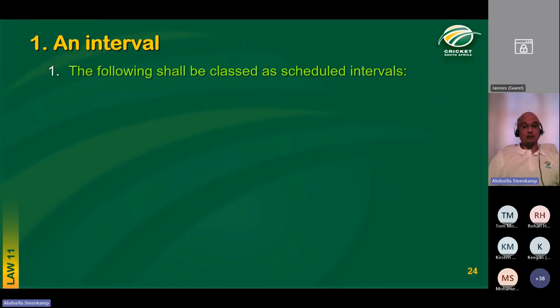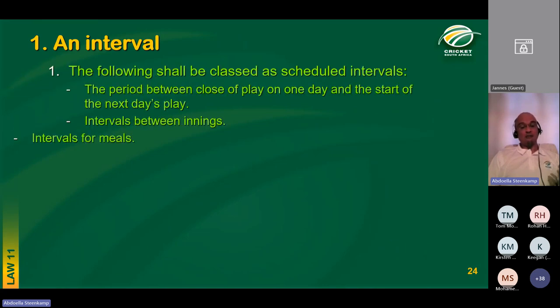When it comes to intervals, there are five types of scheduled intervals. They are the period between close of play on one day and the start of play on the next day. So in our test match, let's say our hours are from 10 till 5. The next day, day two, play will also start at 10, and so on until day five. So the period between 5 o'clock on day one and 10 o'clock, the start of play on day two, according to the law is a scheduled interval.